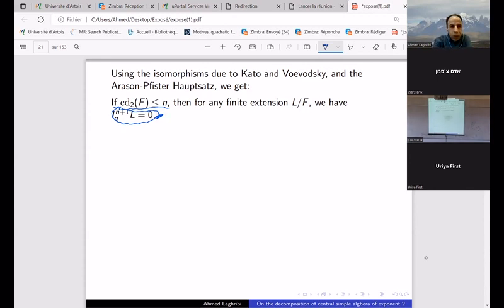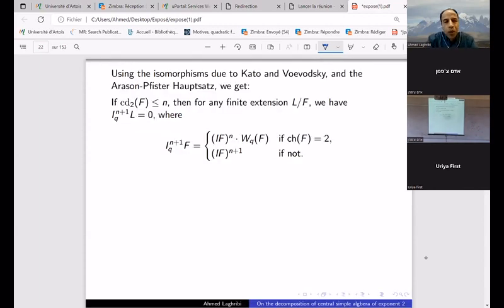And what is this group? Because we are not necessarily in characteristic different from 2, it's going to be characteristic 2. So the definition is the following. As was said in the talk by Ahmed, we have WF, the Witt ring of regular symmetric bilinear forms, of course of finite dimension. And inside this ring, we have the usual fundamental ideal.